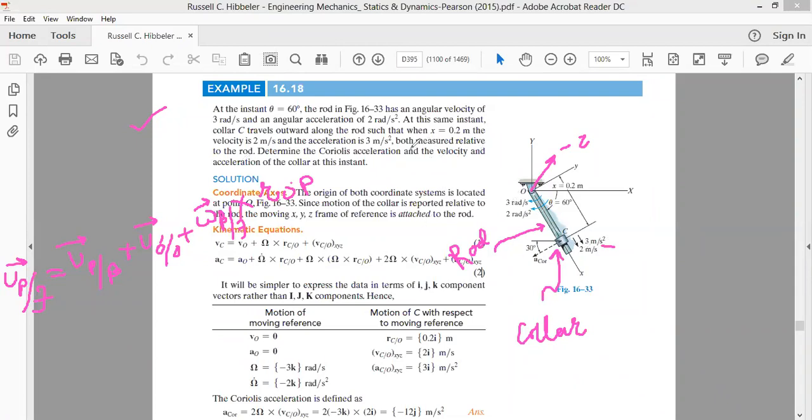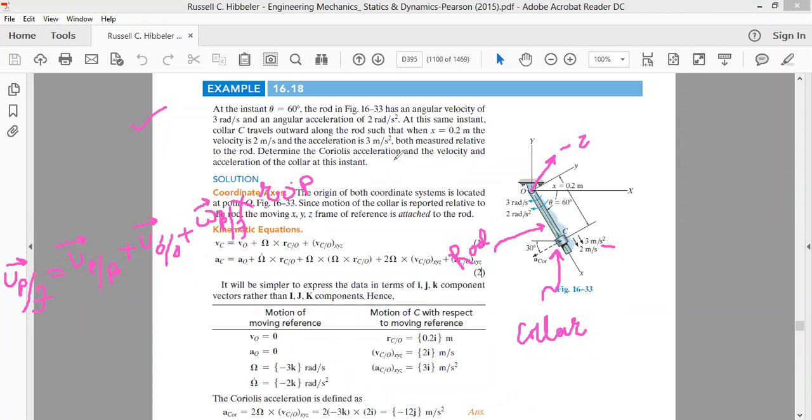Now this is important, that the collar velocity and acceleration are 2 meter per second and 3 meter per second square. Okay, so velocity and acceleration of the collar is measured with respect to the rod. So this is the velocity of the collar with respect to the rod and acceleration of the collar with respect to the rod. Okay, now determine the Coriolis acceleration.